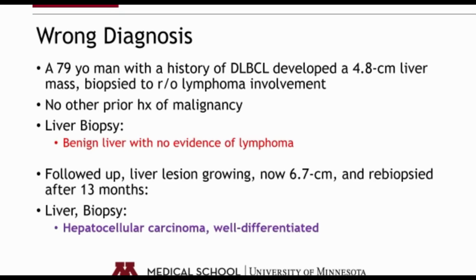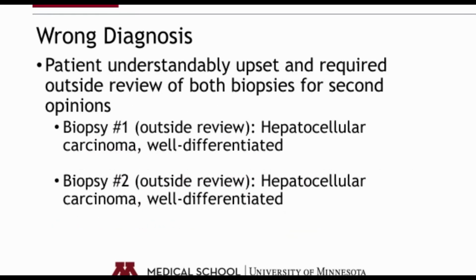The patient was followed up for about 1 year, 13 months, right? The liver mass was growing, and now it's gone from 4.8 to 6.7. So that's almost a 2-centimeter growth in 13 months. So somebody decided that, hey, let's just rebiopsy this guy. And so the biopsy came, and it was signed out as hepatocellular carcinoma, well differentiated. So the patient was quite upset for good reason, and so he requested an outside review of both biopsies.